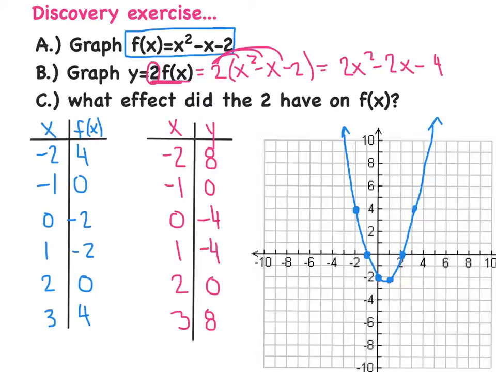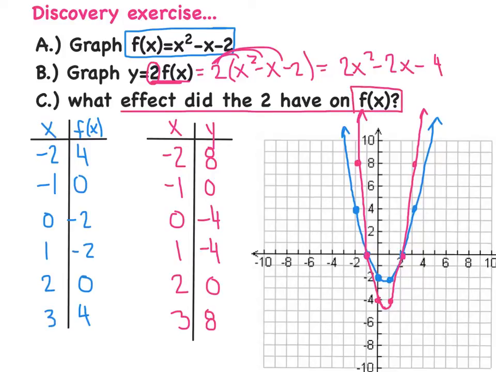And I'm going to go ahead and graph this raspberry function here. I got my points all plotted, and I'm starting to connect them now. I don't know if you've ever played with silly putty in the past, but this is basically like a piece of silly putty. You're just stretching it. You're pulling the top up higher, you're pulling the bottom down lower, and you're just stretching out the function. And the question is, what effect did the 2 have on f of x? What you'll notice is we doubled all the y values. The x values didn't change, but we doubled all of the y values.